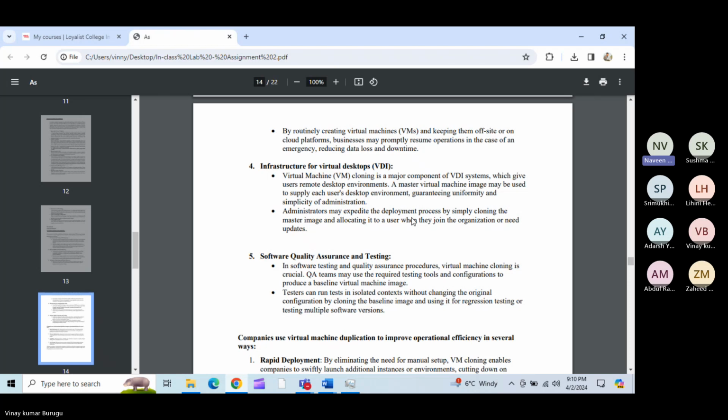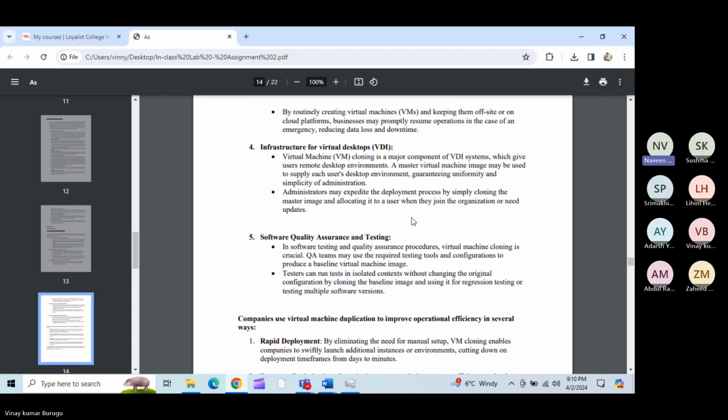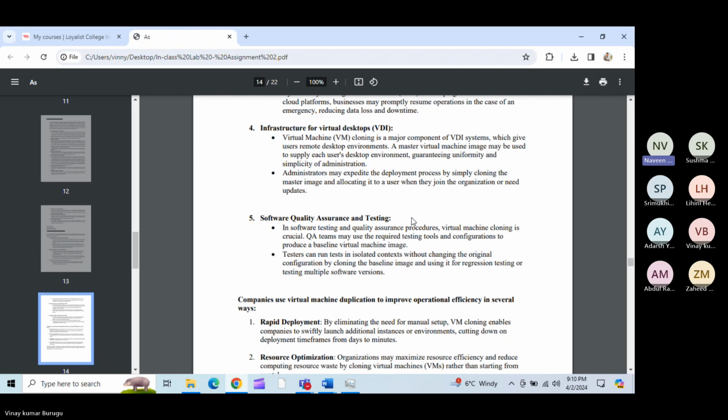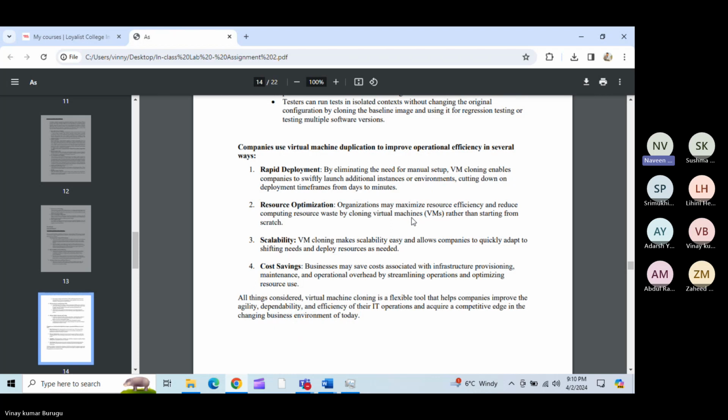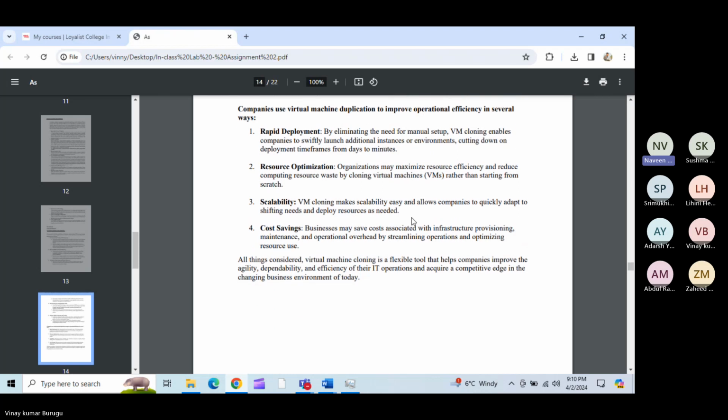And the fifth one is about software quality assurance and testing. QA teams sometimes create a virtual machine image with the necessary tools and configurations. Testers then clone this image to run tests in an isolated context without altering the original configuration. And the second part is about how companies use virtual machine duplication to improve operational efficiency in several ways.